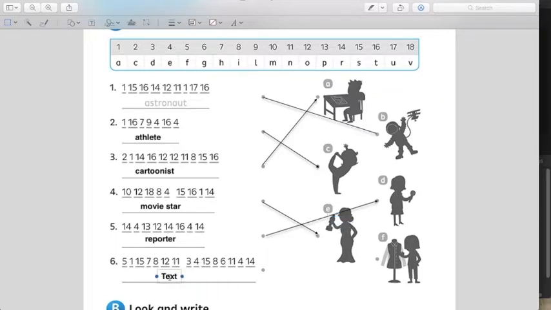So the last one we have here, number 5. 5 is F, A, S, H, I, O, N, space, D, E, S, I, G, N, E, R, the last word of our dream jobs. Fashion designer. Make sure you are spelling these correctly. And that would be the last picture here.